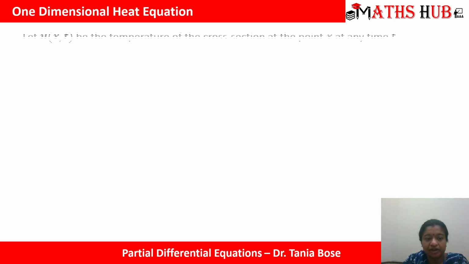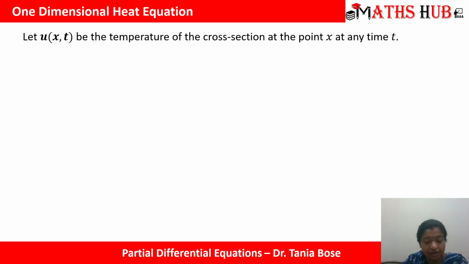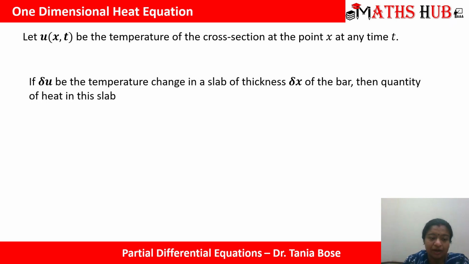So we try to model this one-dimensional heat equation. Let u(x, t) be the temperature of the cross section at the point x at any time t. So we denote the temperature by u. Now, if delta u is the temperature change in a slab of thickness delta x of the bar, then we find the quantity of heat in this slab.